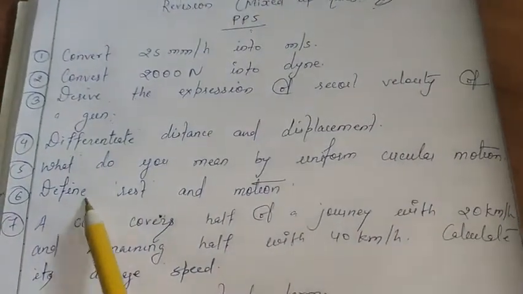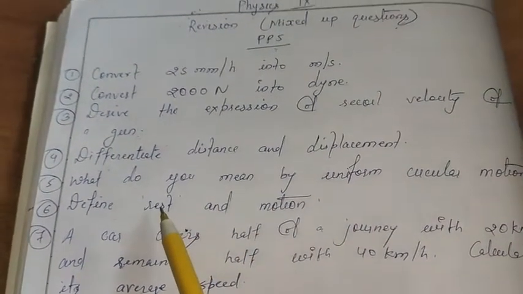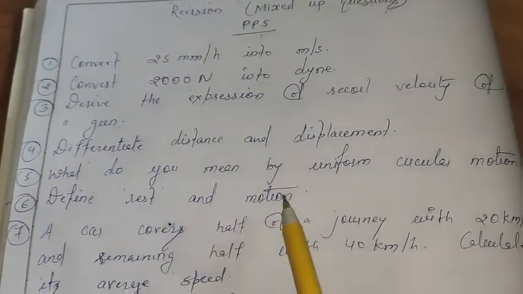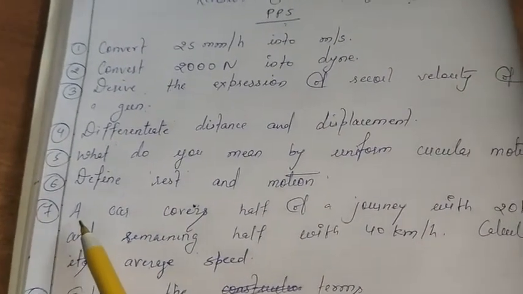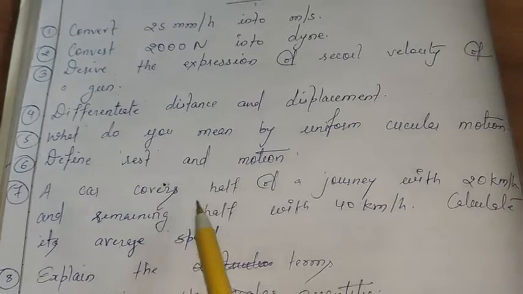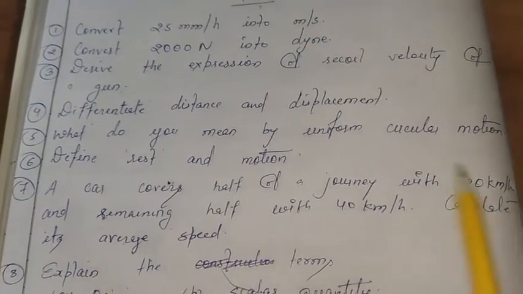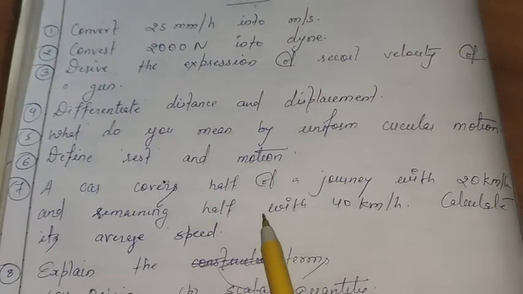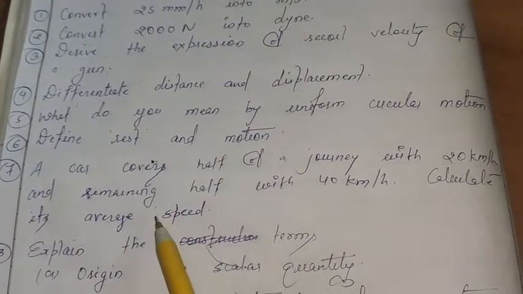Sixth question, define rest and motion. When can you say that the object is at rest and the object is in motion? That you have to define. Question number 7, a car covers half of a journey with 20 km per hour and remaining half with 40 km per hour. Calculate its average speed.